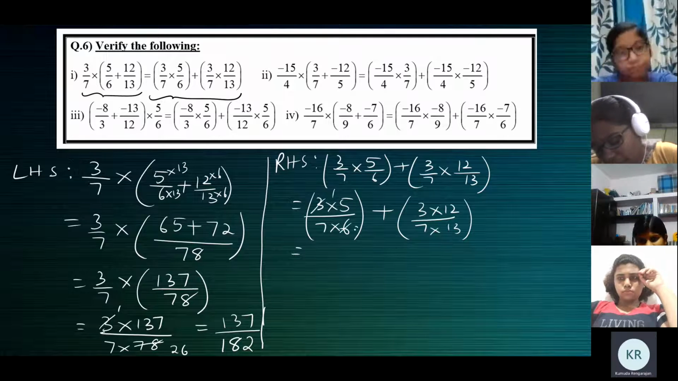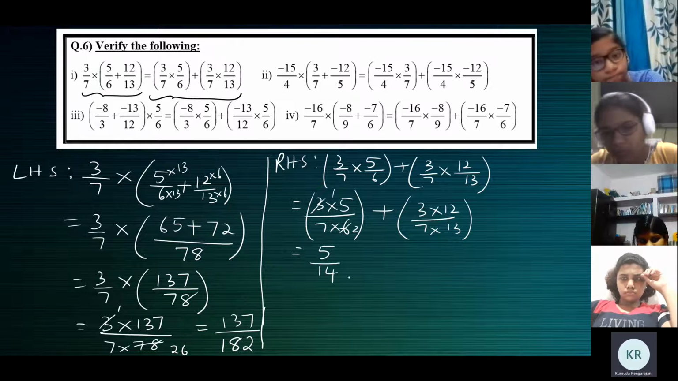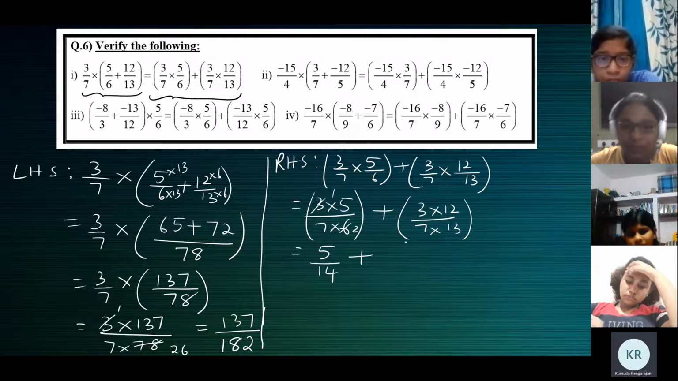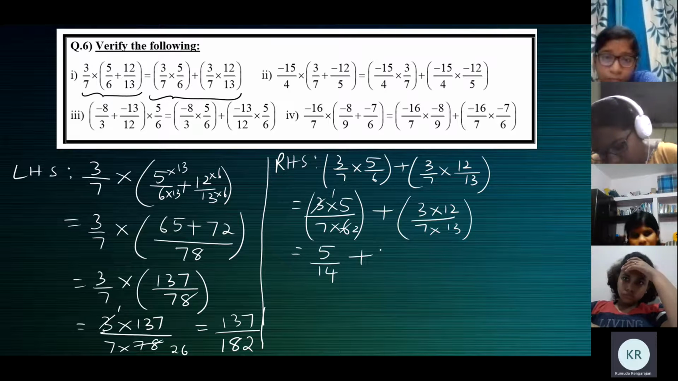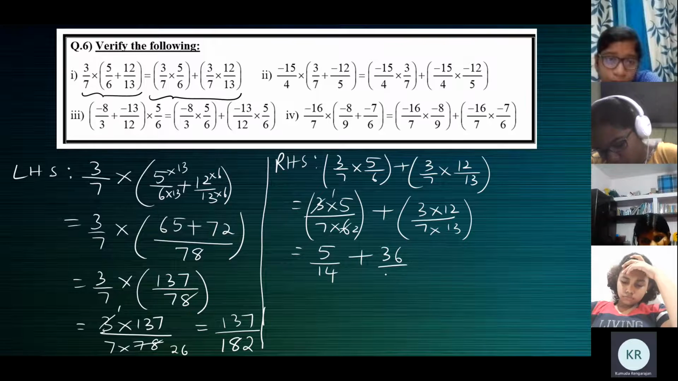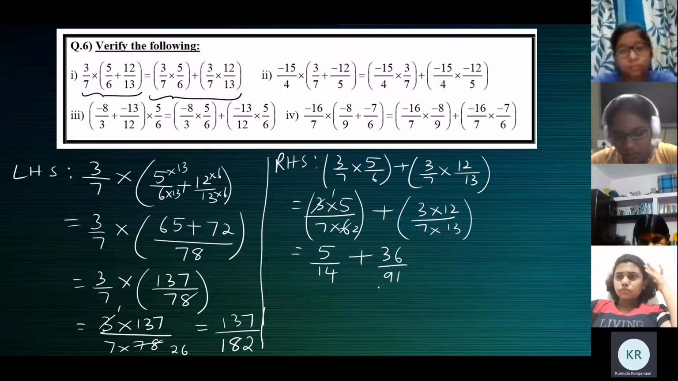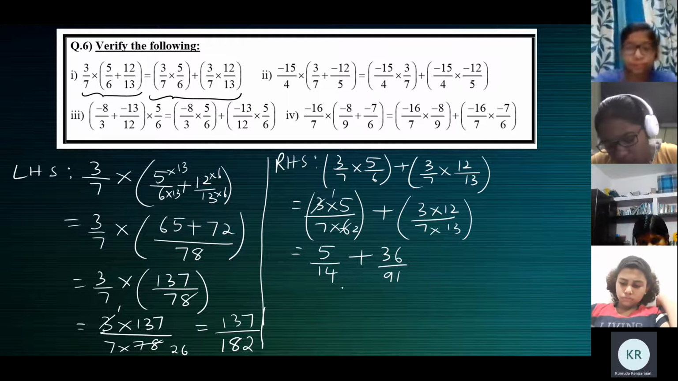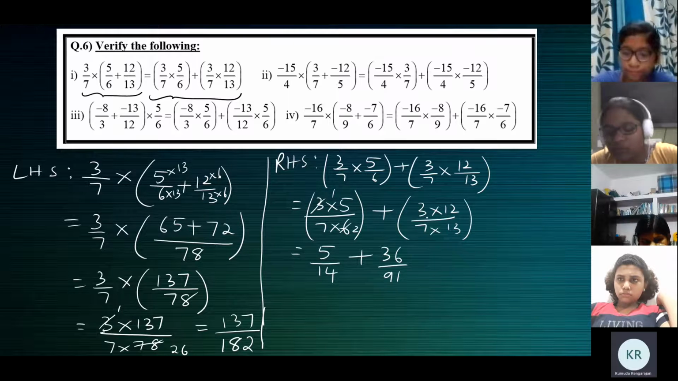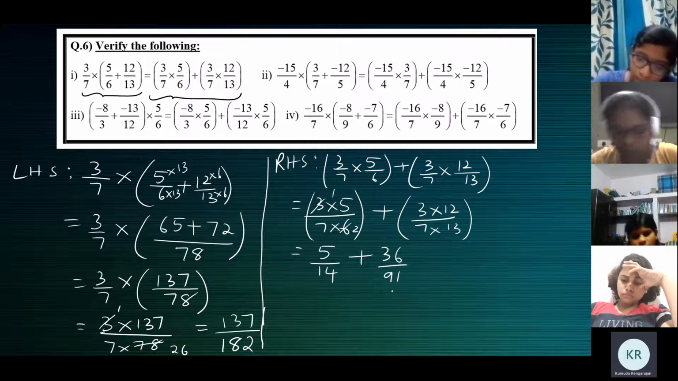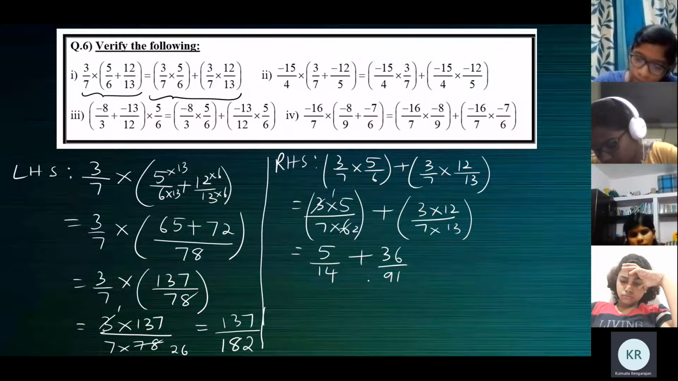3 1s are 3, 3 2s are 6. So we have 5 by 14. 5 by 14 plus, here you cannot cancel. So multiply. We get 12 3s are 36 by 13 7s are. What is 13 7s are? 91. Now find the LCM of, now what's addition? Now we have two rational numbers. We have simplified the two brackets and we got two rational numbers, 5 by 14 and 36 by 91. Now they have to be added up.